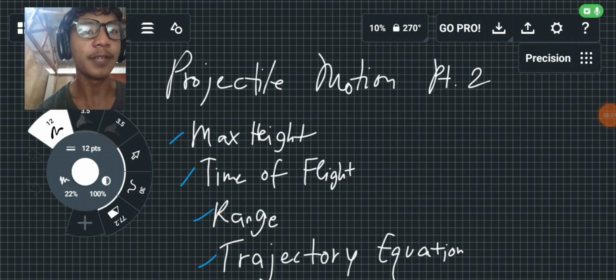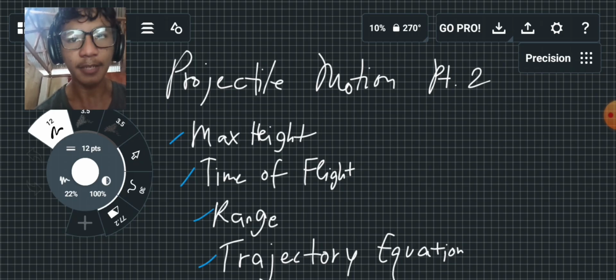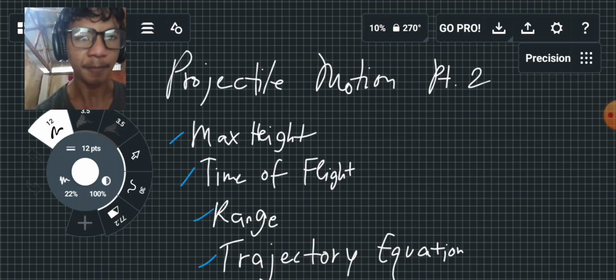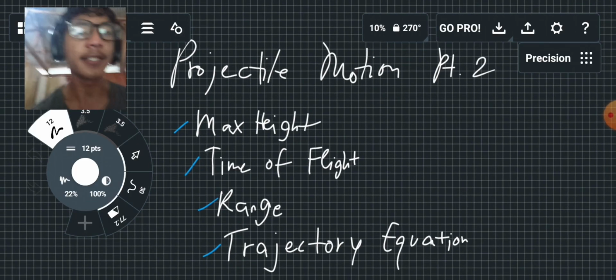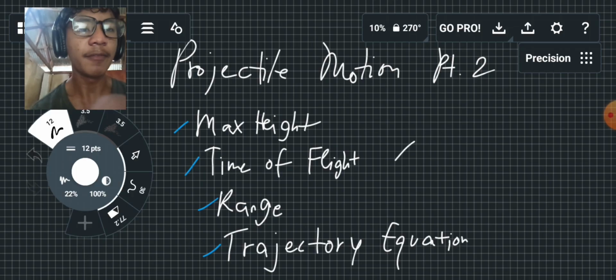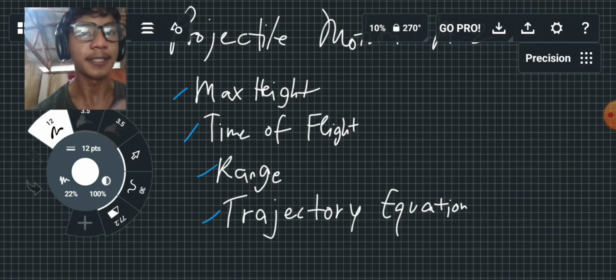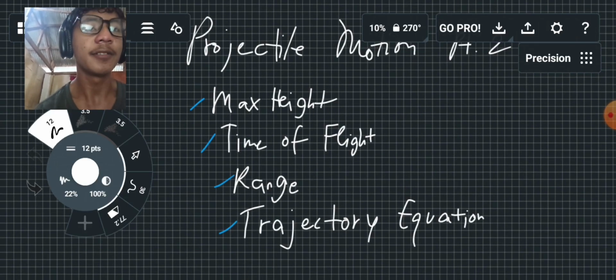Welcome back to Eulerville. So we will be continuing our discussion from part one with our projectile motion formulas. We will be discussing things like the max height, the time of flight, the range, and the trajectory equation under some cases. So that's about it. Let's start.